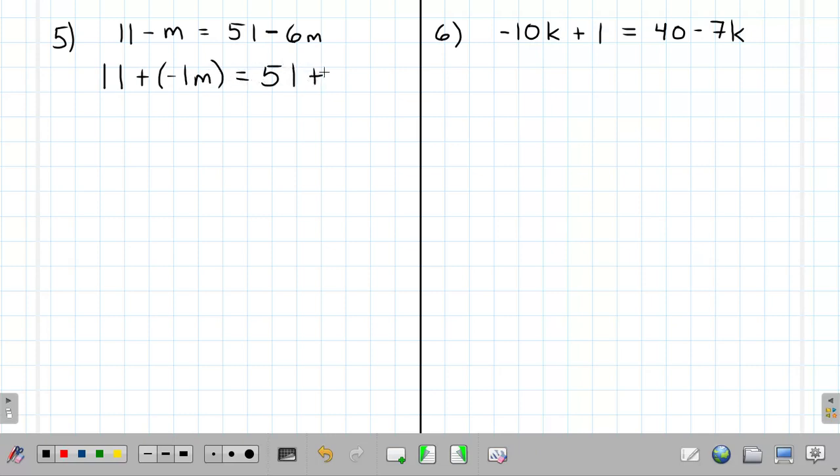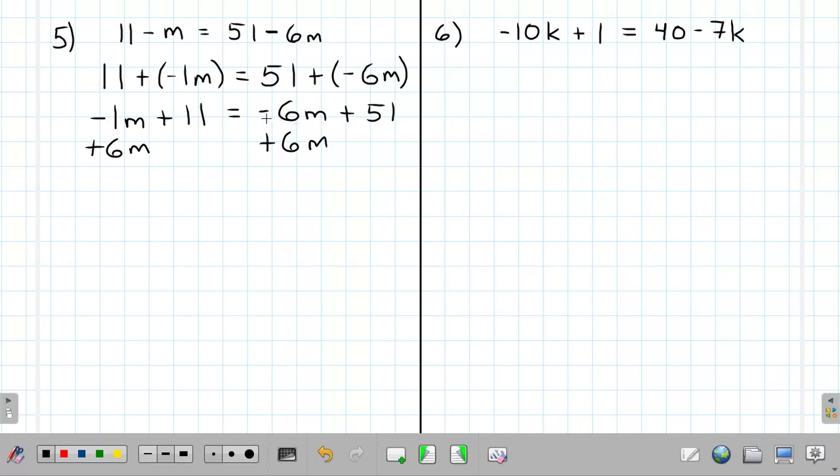Another thing that you just saw me do right there is I put a 1 in front of the m, just so I can clearly know that the number in front of this m is negative 1. But now I'm going to flip things around. So this is actually going to be negative 1m plus 11 is equal to negative 6m plus 51. And like I said, you have an option here. You can either add 1m to both sides, or you can add 6m to both sides, which is what I'm going to do.